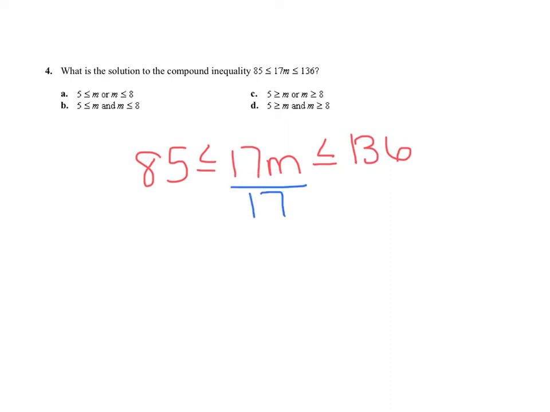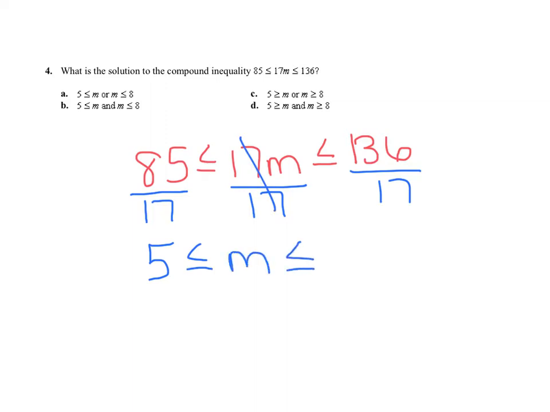So if I divide this product right here by 17, I have to divide all parts by 17. So that means 85 divided by 17 and 136 divided by 17. And if I do that, 85 divided by 17 gives me 5. 5 less than or equal to, those would cancel, which is the whole point, less than m, less than or equal to 8. 136 divided by 17 is 8.